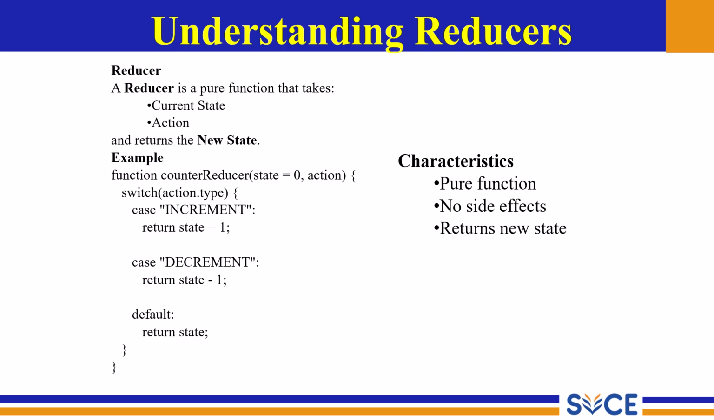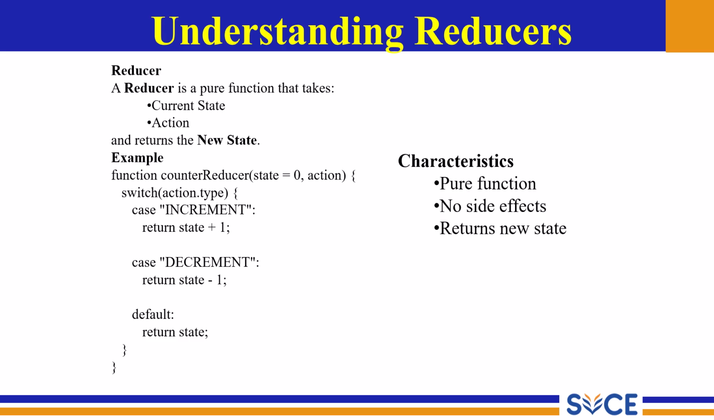Let's understand this. Suppose current counter value is 5. User clicks increment. Action type becomes increment. Reducer receives state equal to 5, action equal to increment. Reducer returns 6, Redux stores 6, React displays 6. Simple.